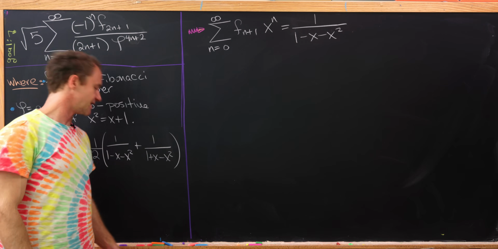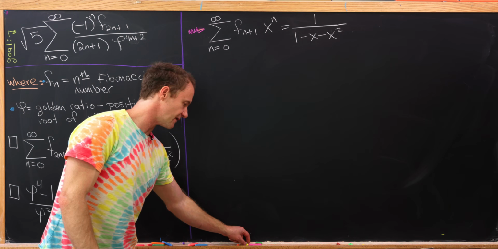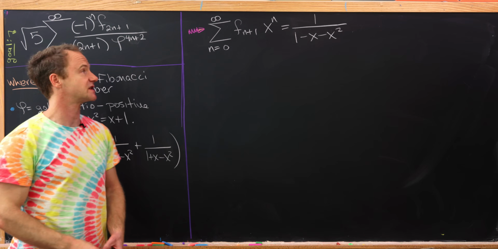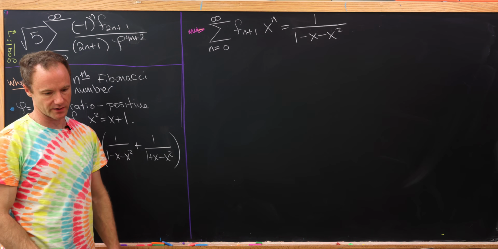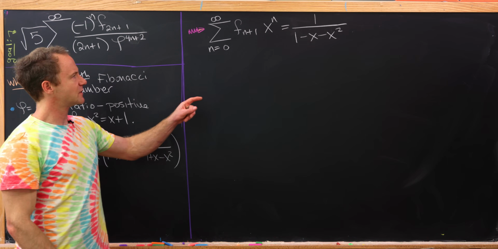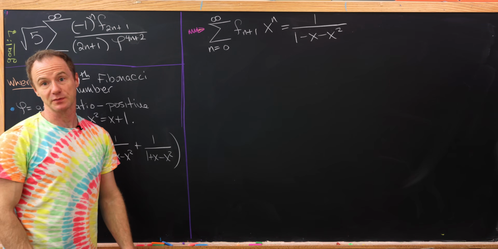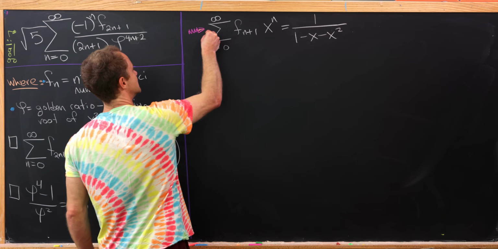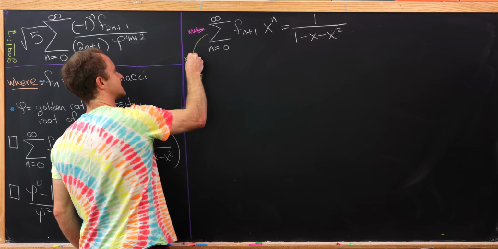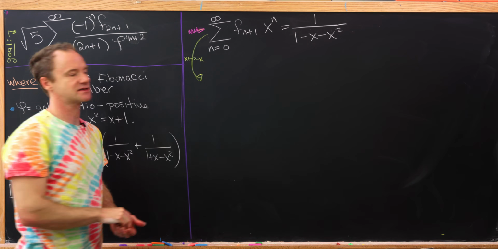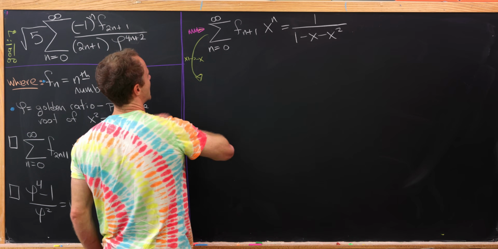So we've got the sum as n goes from 0 to infinity of the n plus first Fibonacci number times x to the n equals 1 over 1 minus x minus x squared. Now from here, I'm going to take all of the x's and replace them with negative x. So let's say that's what this yellow arrow means. So I'm going to take x and I'll replace it with negative x. So what'll that deposit us?